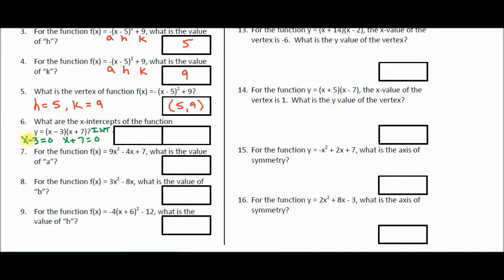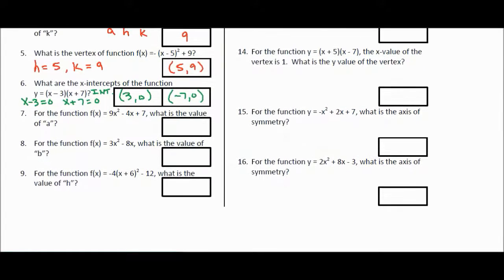And for our first equation, x is going to be 3. So our first x-intercept is 3, 0. And the value of x that makes this equation true is negative 7. So our other intercept is negative 7, 0.